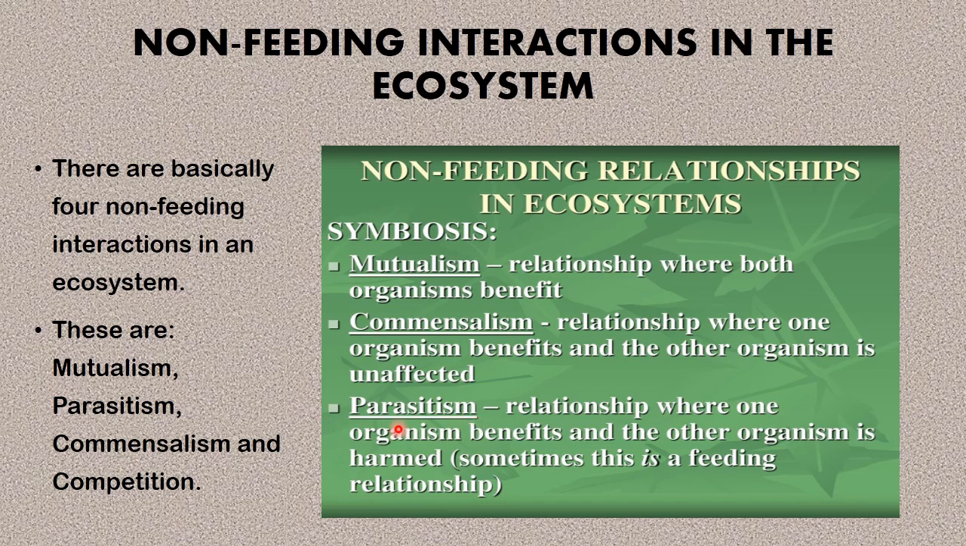Now parasitism is another type of symbiosis, which is the relationship between two different species of organism where one benefits and the other organism is harmed. The organism that benefits is called the parasite, while the organism that is harmed is called the host. Sometimes this is a feeding relation.